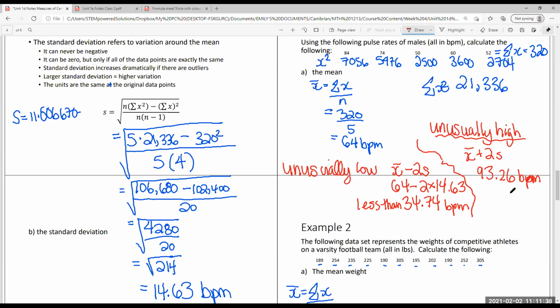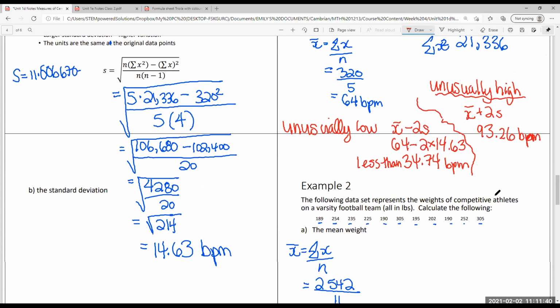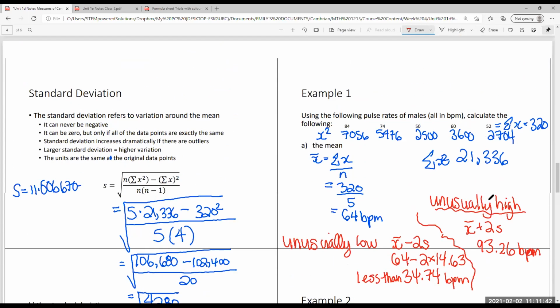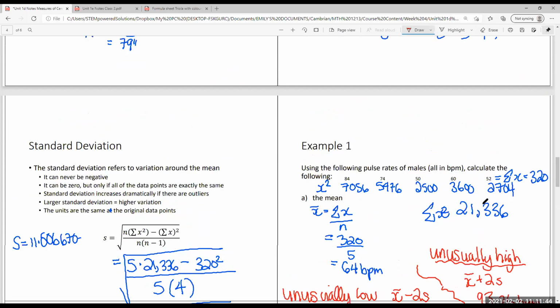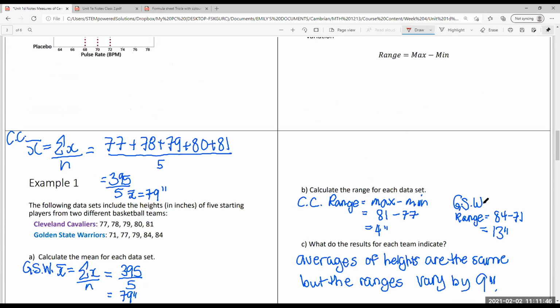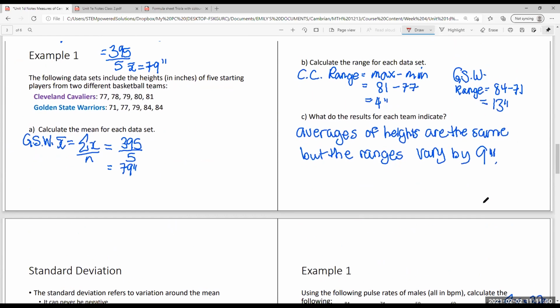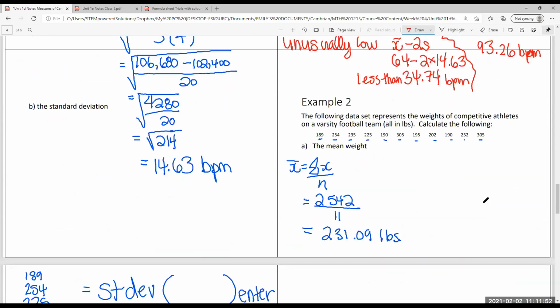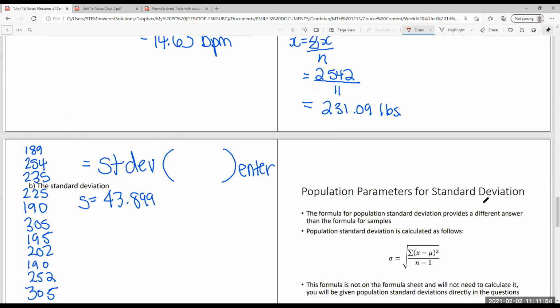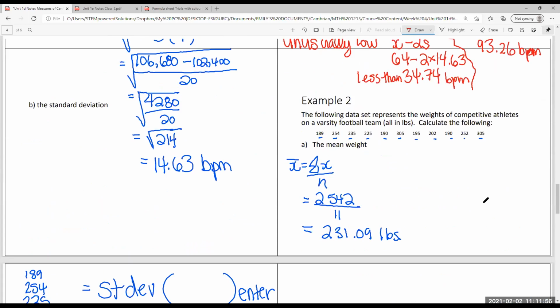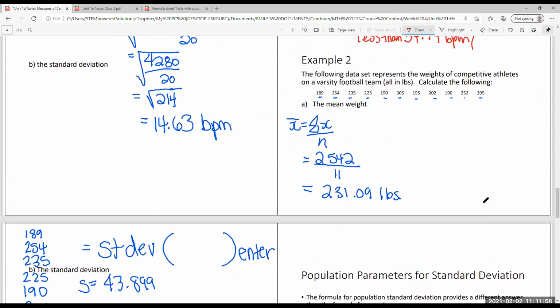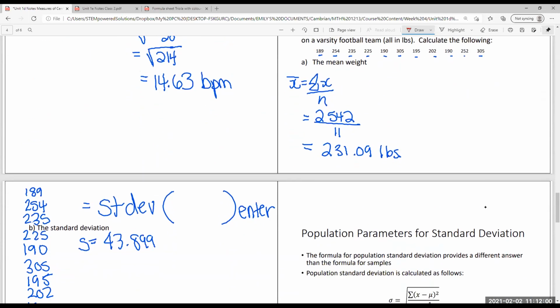All right, so that's unusually high and unusually low based on this information. How about, did we calculate the mean and the standard deviation? We calculated the standard deviation and the mean here. How about the mean and standard deviation here? So what would be unusually high and unusually low weight for this football team?